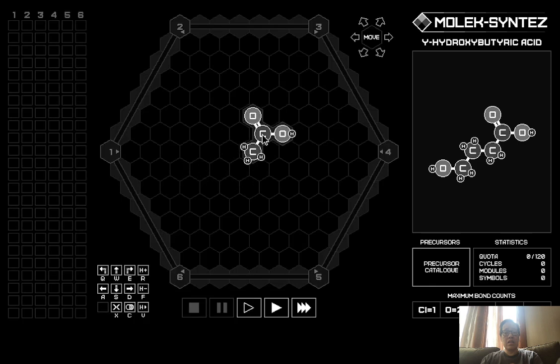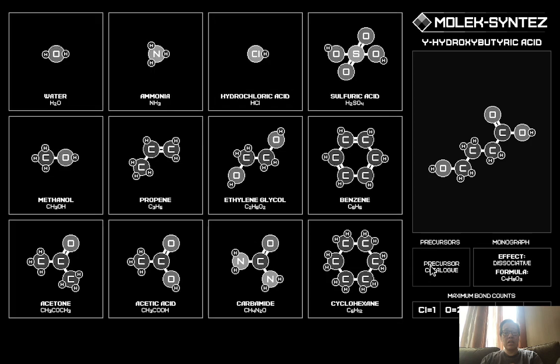Like that, yes. And then the working end, again, I want to put that where the intersection is right now, just because that's what I need to work on. And then I need carbon, carbon, oxygen. So we look again at the precursors.